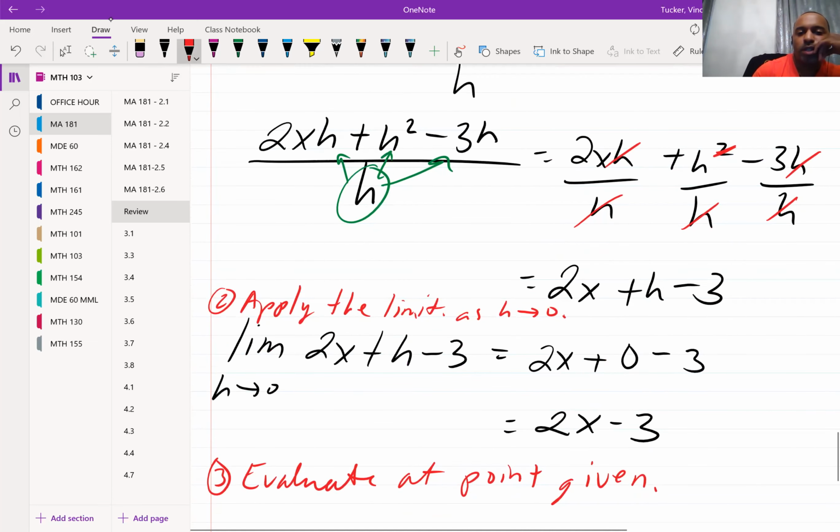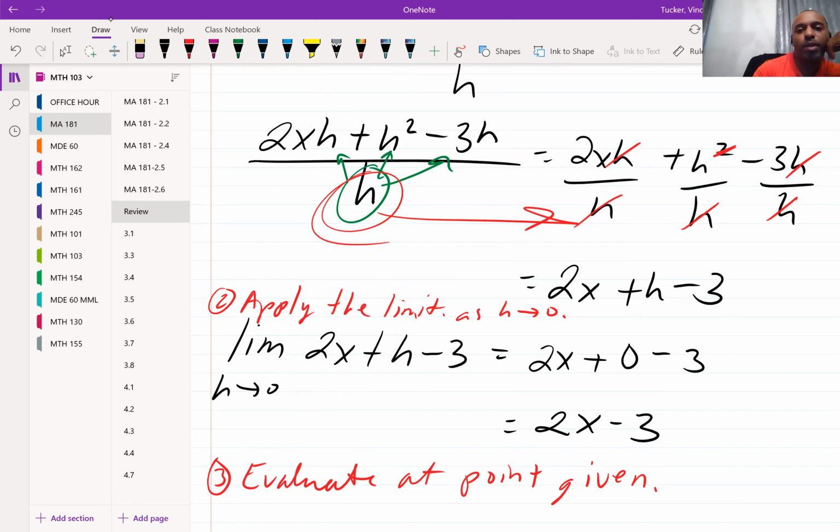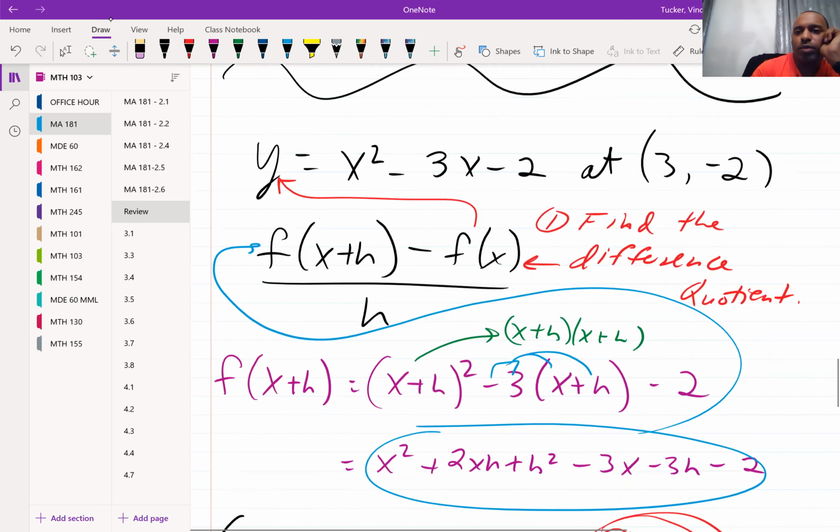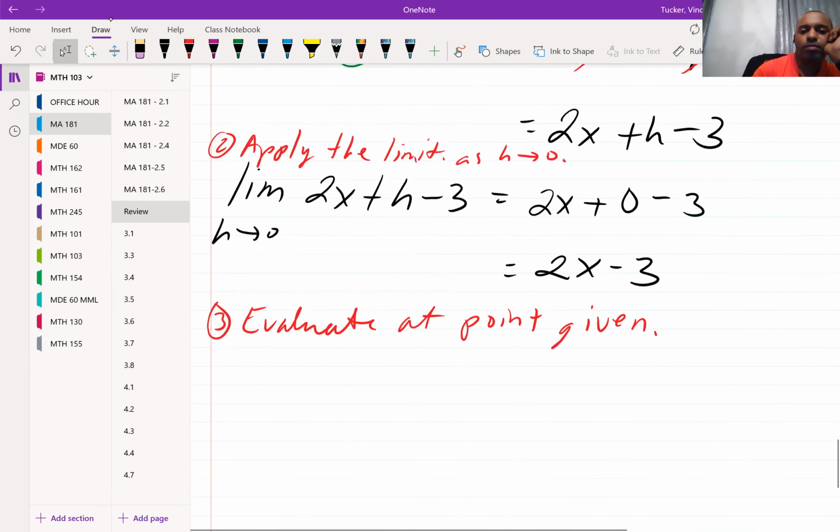And of course, that's just plugging in 0 where you see h. That's why h needed to cancel out here, because putting in 0 right there, you'd have 0 in your denominator, so that would be undefined. That's why your h has to cancel out in each term that's left. And now we're going to evaluate 2x minus 3 at the point. The point they gave us was 3, -2.